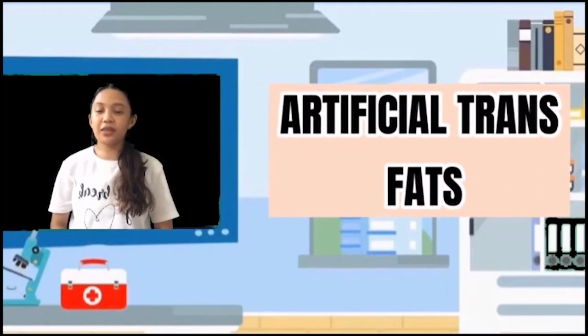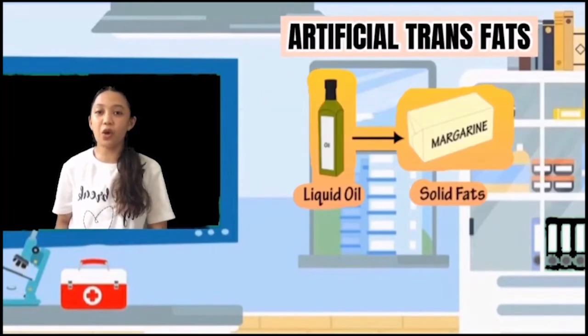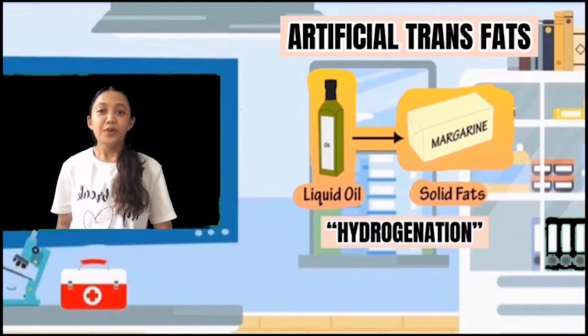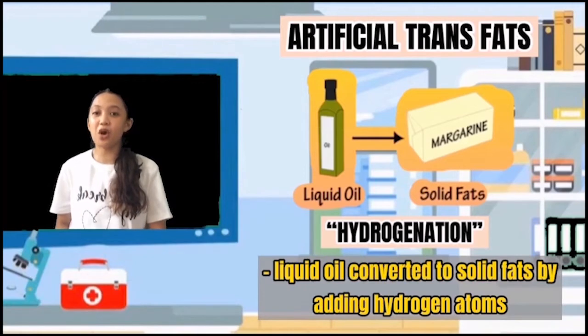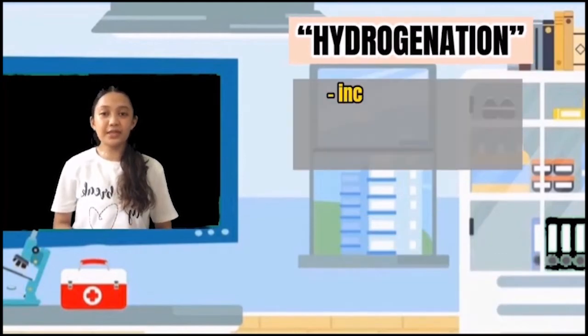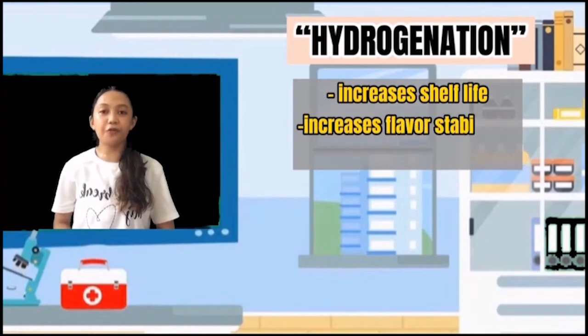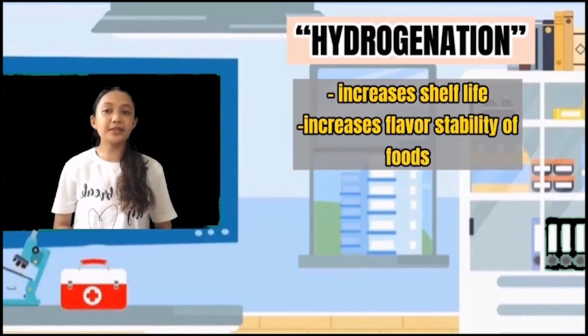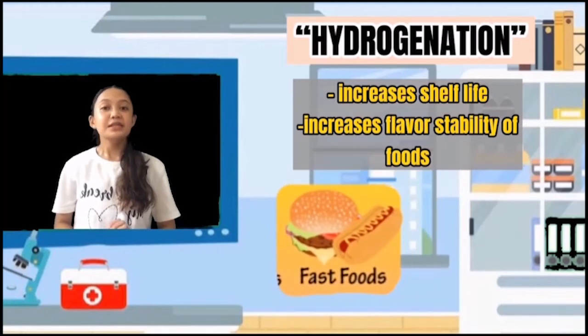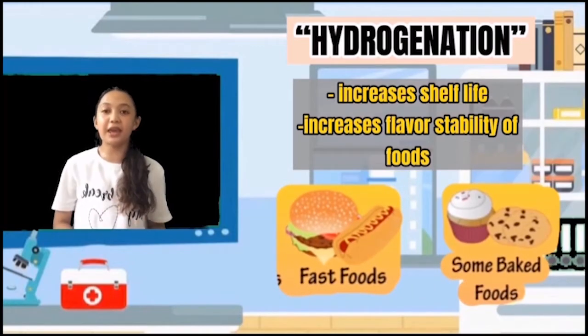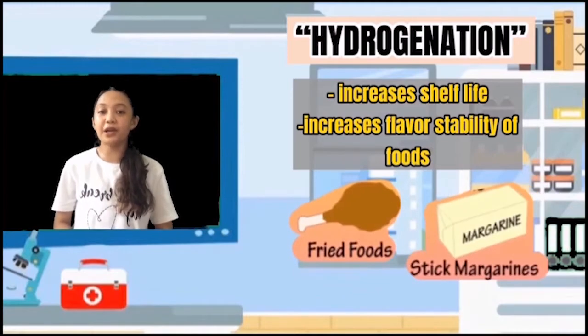Artificial trans fats are another story. Artificial trans fats are formed when manufacturers turn liquid oil into solid fats through a process called hydrogenation. Hydrogenation is a process by which vegetable oils are converted to solid fats simply by adding hydrogen atoms. Hydrogenation increases the shelf life and flavor stability of foods. Artificial trans fats are found in many fast food items, some baked items like cookies and cakes, fried foods, and stick margarine.